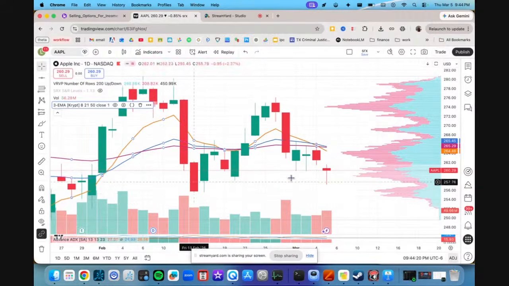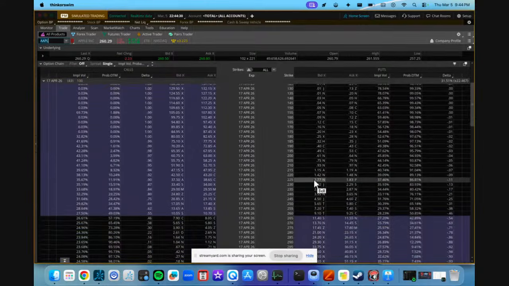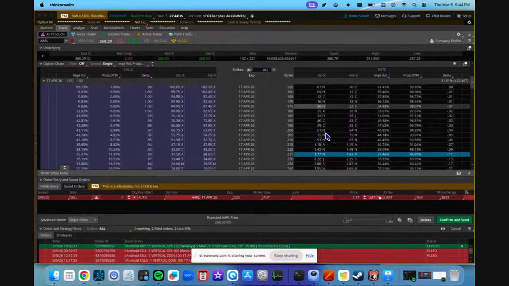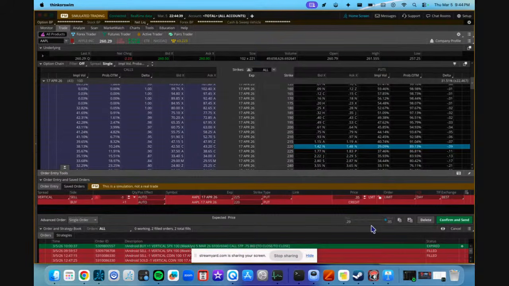If you still think that the low is either at 255 or down here is 250, I would go way lower than that. 225 maybe. Sell the 225, buy the 220. The risk return is not great there. You can make about $30 off it per contract.